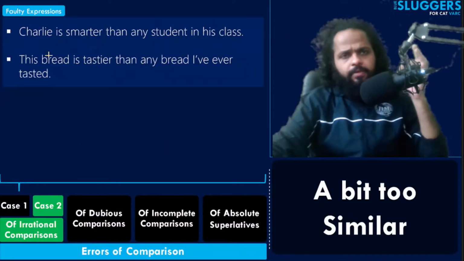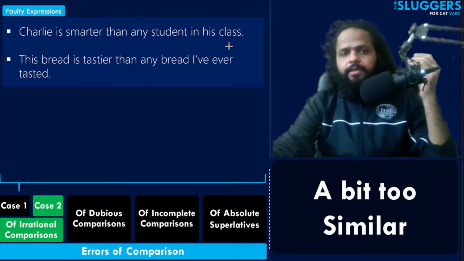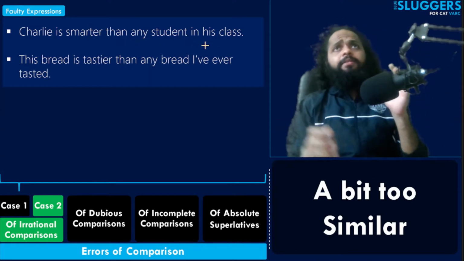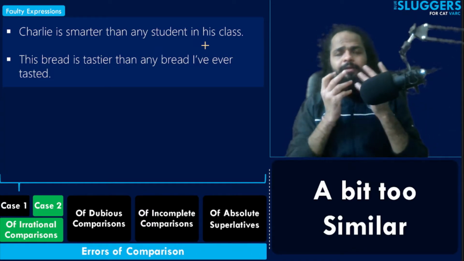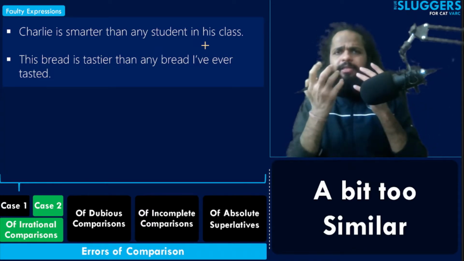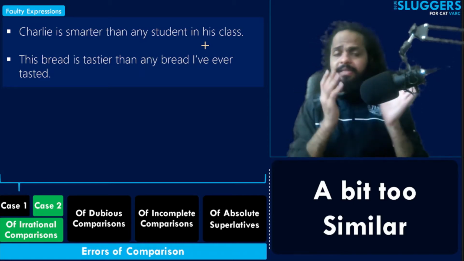Case number 2, again, read these sentences. Charlie is smarter than any student in his class. Now this is a sentence that people would generally overlook, and might figure that they can intuitively derive the meaning out of it and that there's nothing grammatically wrong with this. But there is, in fact.